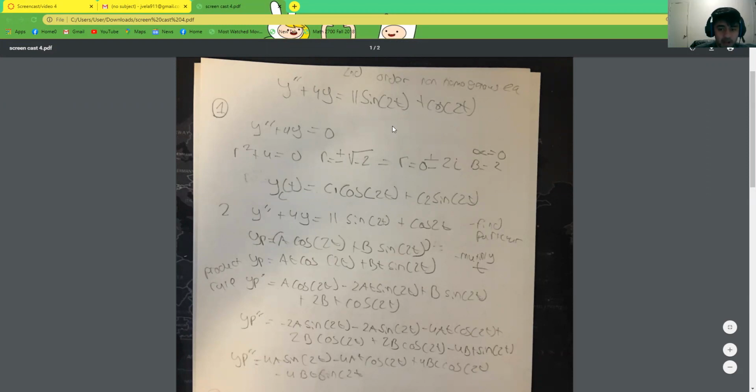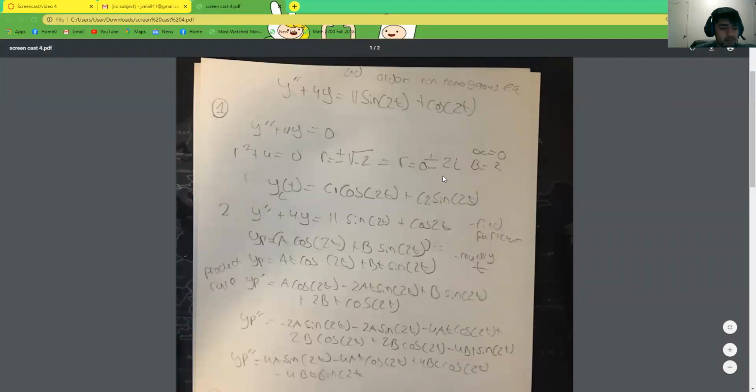Our first step is to solve the homogeneous equation. In order to do that, we have to set the right side equal to 0. Then we get r squared plus 4 equals 0. Then we get r equals plus or minus the square root of -4, and that's going to be imaginary. And then we get alpha is 0 and beta is 2.